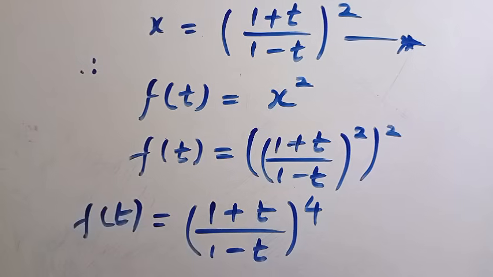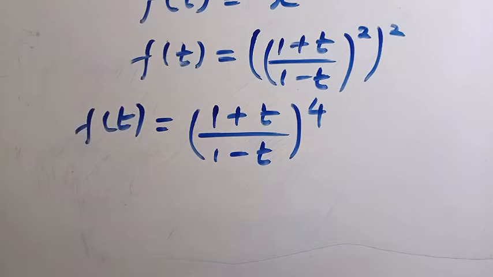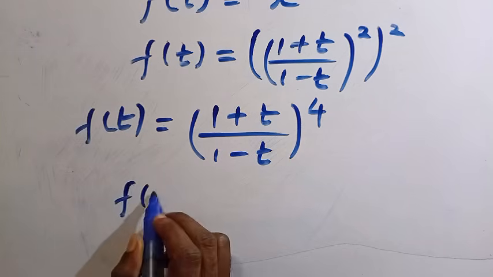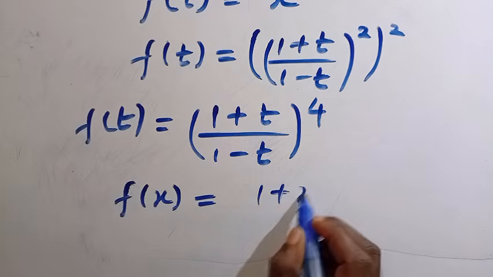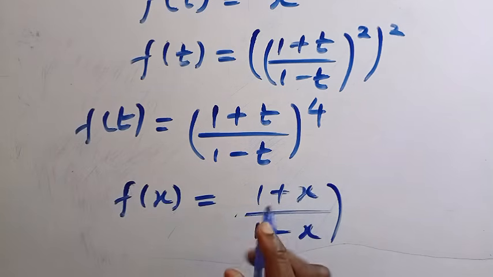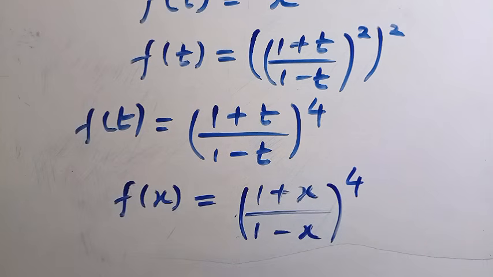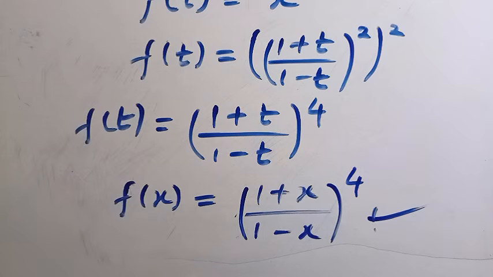We are looking for f of x, not f of t. So we have to change this t to x to have what we're asked to find. That is f of x equals 1 plus x over 1 minus x, all raised to the power of 4. This is what we're asked to calculate, but x has already been defined as a member of the real numbers.